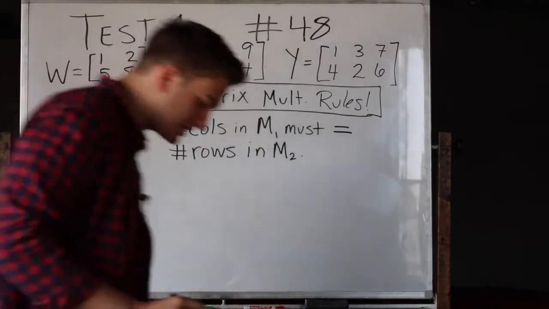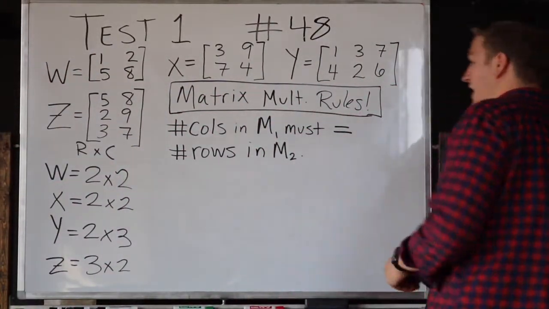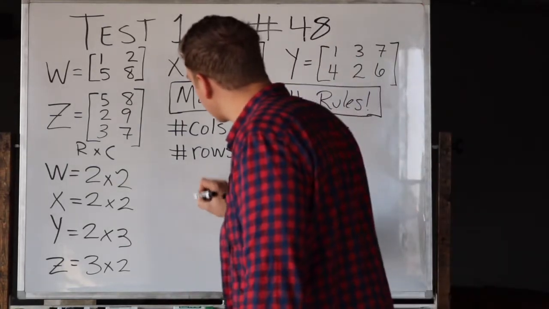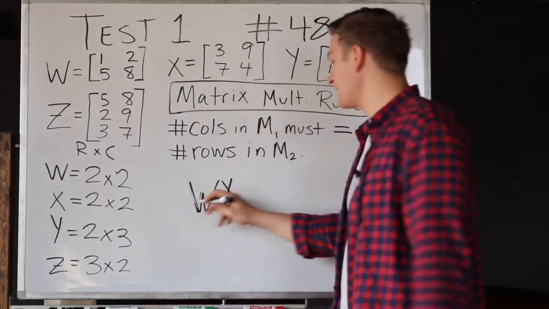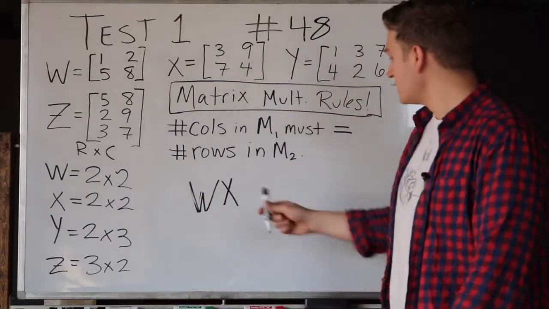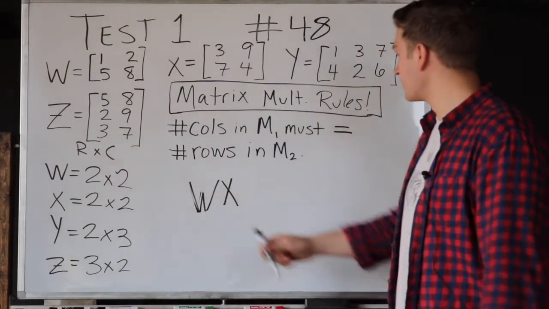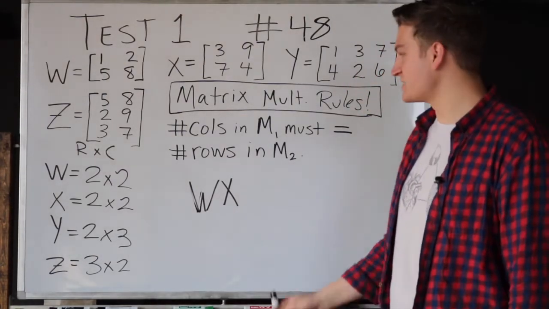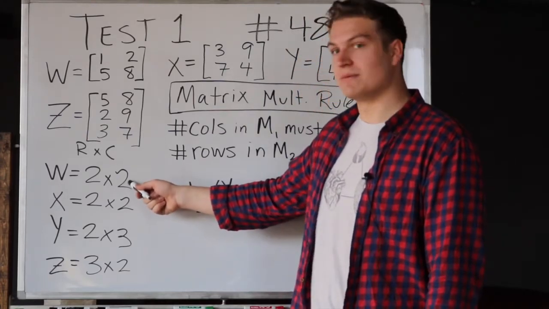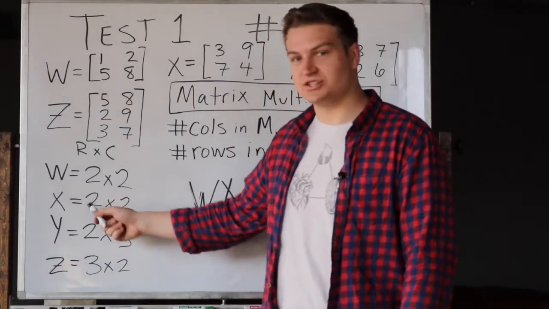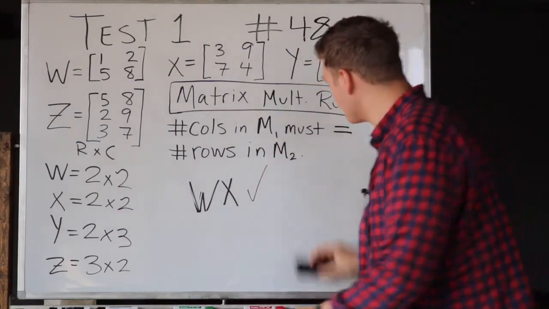So let's go answer choice by answer choice to try to find the matrix product that is going to be undefined. The first one that we're looking at is the product WX. Can we find a product WX? To check, do the number of columns in matrix W equal the number of rows in matrix X? The number of columns in matrix W is 2. The number of rows in matrix X is 2. So this product is defined. Okay, let's move on to the next one.